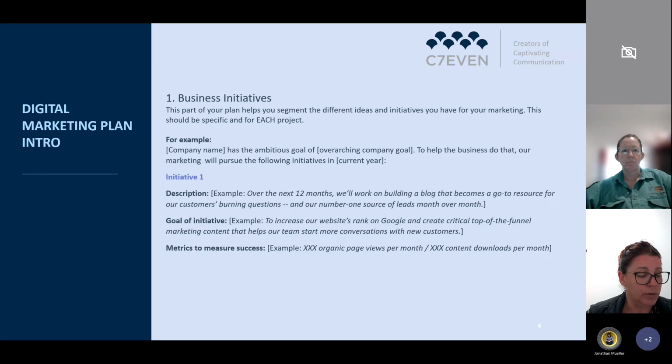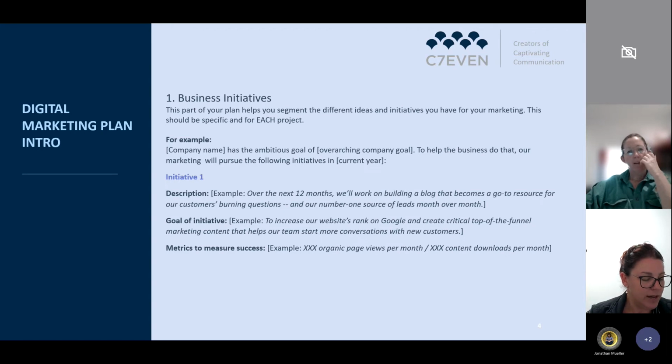Your marketing will pursue the following initiative in the current year. So, for an example, over the next 12 months, we'll work on building a blog that becomes a go-to resource for our customers' burning questions and our number one source of leads month over month. So that's the description. The goal of the initiative would be to increase the website's rank on Google and create critical top of the funnel marketing content that can help our team start more conversations with new customers.